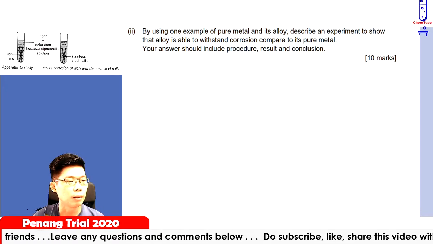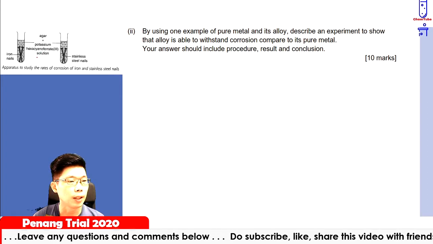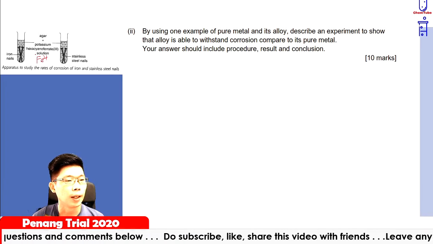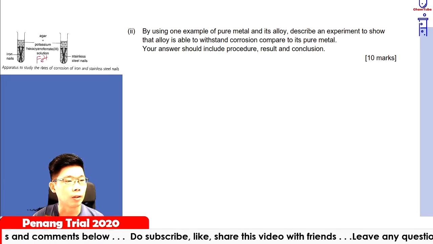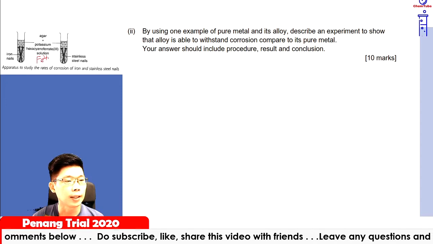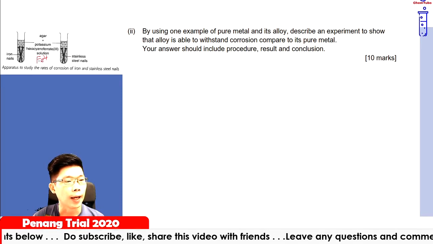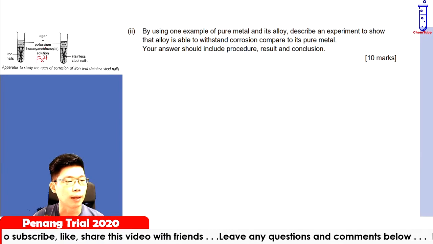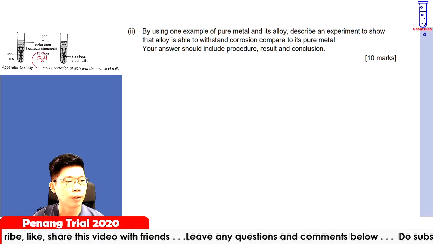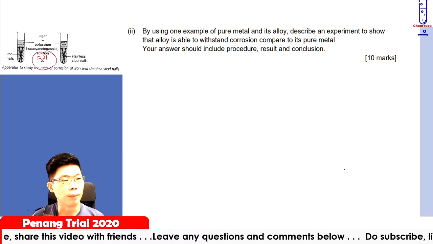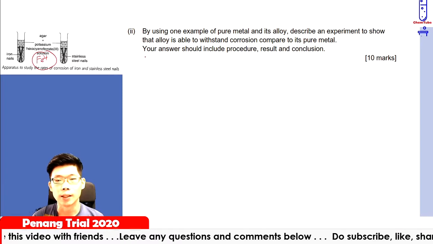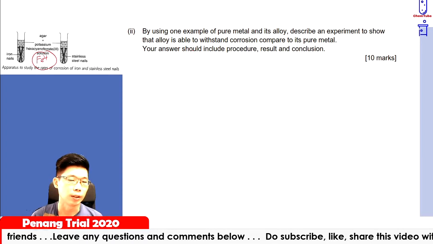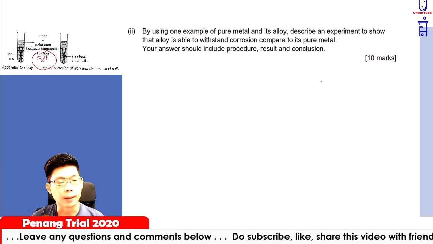Actually this potassium hexacyanoferrate(III) is used to detect the presence of iron(II) ions. So if the nail rusts, it will produce iron(II), Fe2+. If it does not rust, it won't produce iron(II) ions. Then it will show dark blue coloration or dark blue spots if iron(II) ions are present. So by using this experiment, we can show the alloy is able to withstand corrosion compared to the pure iron nails.